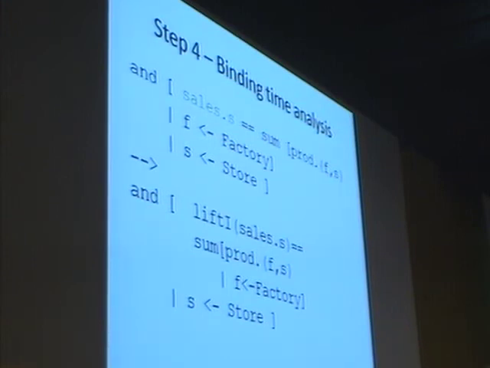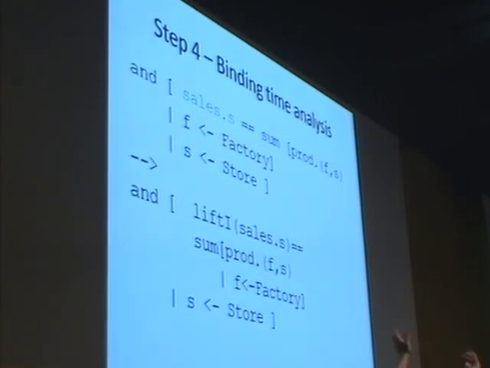Okay, so for each f, which is a factory, and for each s, which is a store, the production at factory f and store s, if I add all those things up, then that has to be the sales for that store. So the sales are a completely static element. I know that in advance. But the production, that's something which I don't know.